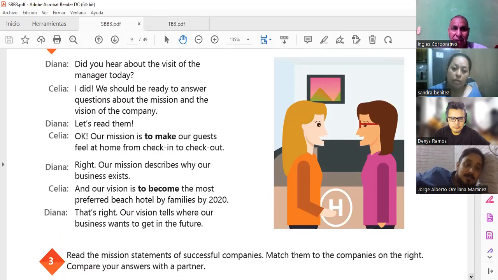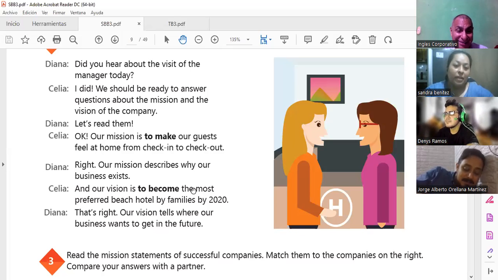Ok, entonces, ¿alguna palabra de aquí que no sé si esté muy claro o la pronunciación? ¿Todos estamos bien? Ok, entonces vamos a comenzar con Sandra Benítez y Davis Ramos. Sandra va a ser Diana y Davis va a ser Celia. Ok. Yo empiezo yo, ¿verdad? Sí, usted, yes, correcto.